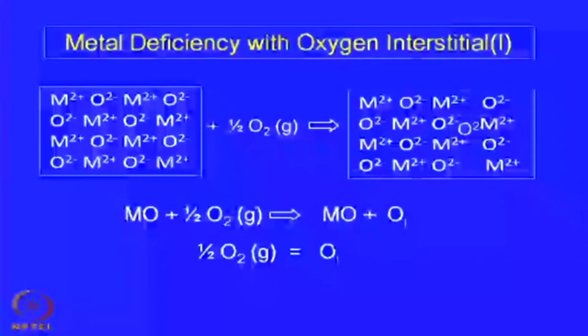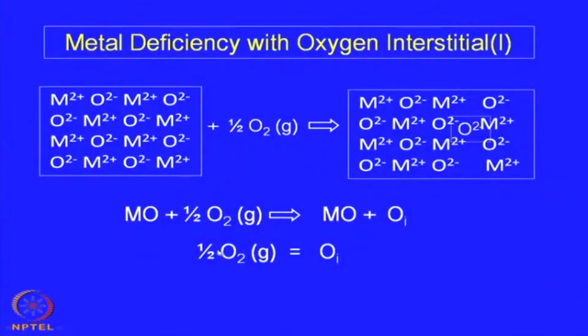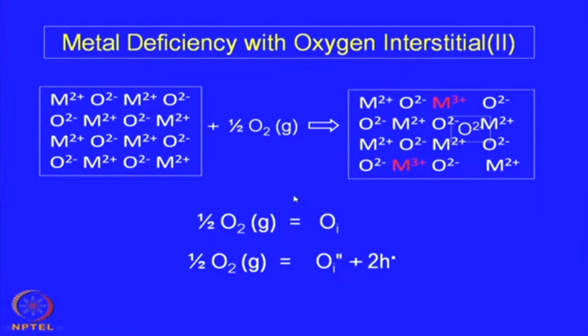So, we will write that. It is very simple, half O2 gas just going to the interstitial site. Okay. And finally, of course, the same thing happens here also, M2 plus is changed over to M3 plus, basically because this situation creates two holes.